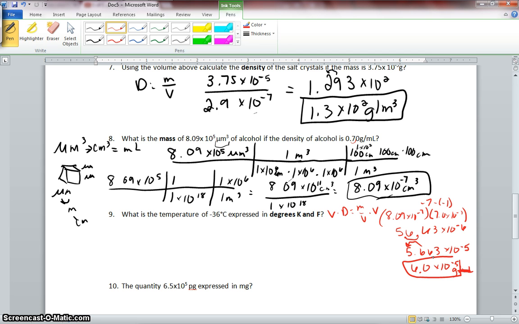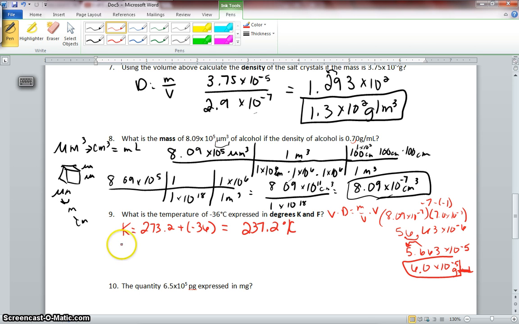Next one, temperature conversions. If we have a negative 36 degrees Celsius, we need to express that in degrees Kelvin and Fahrenheit. So Kelvin's easy. All we have to add is 273.2 plus a negative 36 degrees. So 273.2 plus 36 is going to give us 237.2 degrees Kelvin.